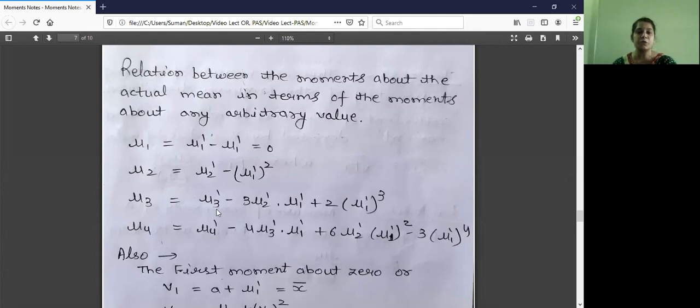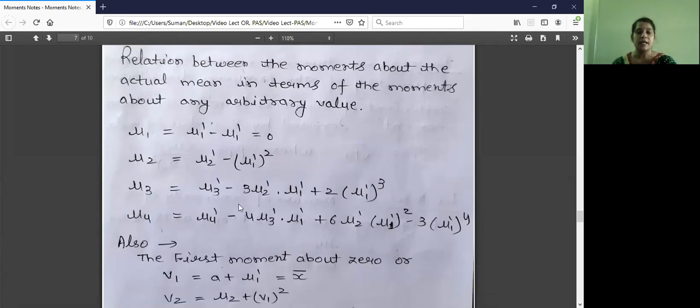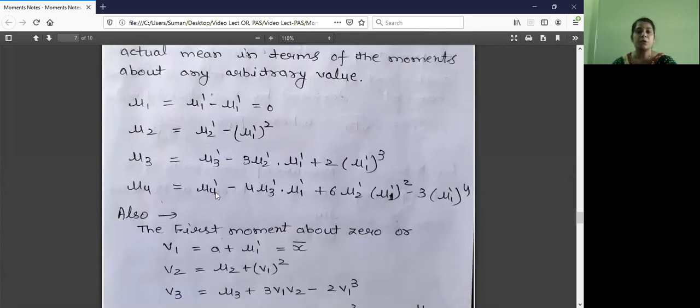Mu3 is equal to mu3 dash minus 3 mu2 dash multiply mu1 dash plus 2 mu1 dash whole raised to the power 3, and mu4 is equal to mu4 dash minus 4 mu3 dash multiply mu1 dash plus 6 mu2 dash mu1 dash whole square minus 3 mu1 dash whole raised to the power 4. No doubt this equation for mu4 is typical. Why do we use this relation?